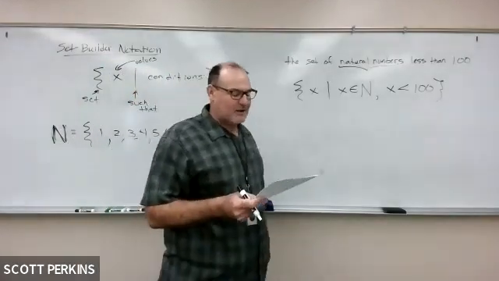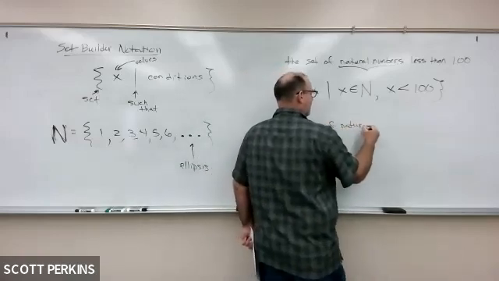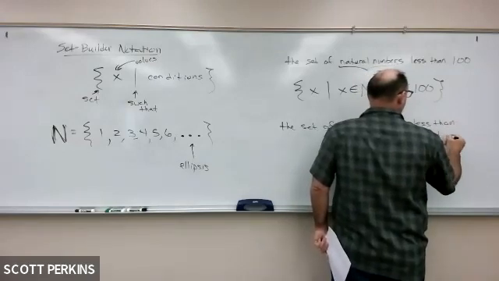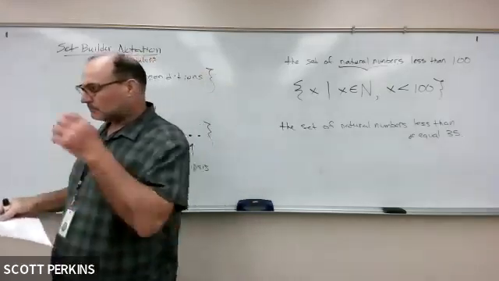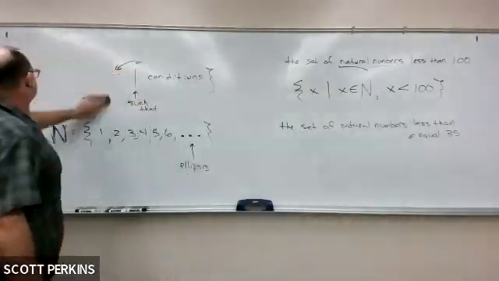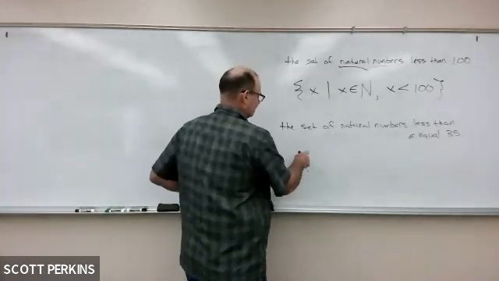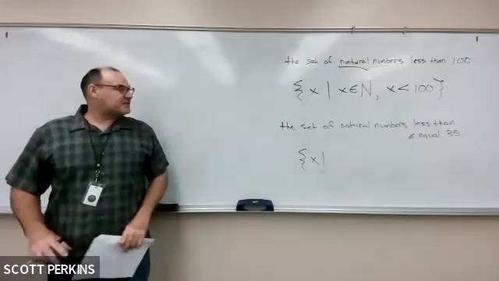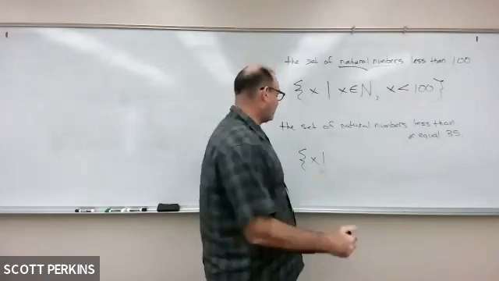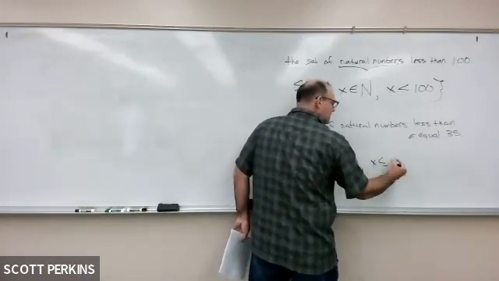So do the next exercise. The set of natural numbers less than or equal to 35. So this is going to be the set of values x, such that, give me one of the conditions. Perfect, thank you very much. X is a natural number, and then it's less than or equal to 35, so the symbol is x is less than or equal to 35.